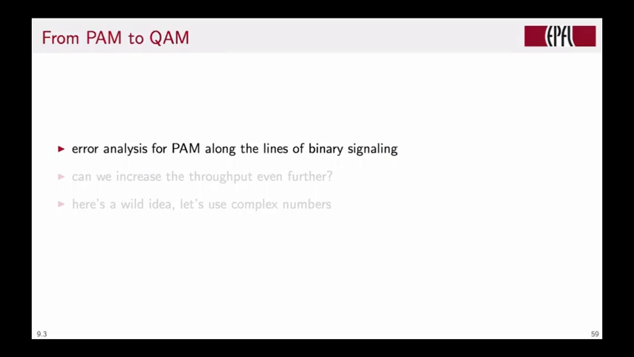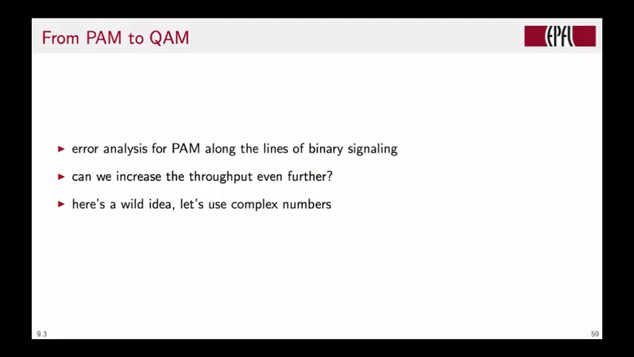The end result is very similar, and it's an exponentially decaying function of the ratio between the power of the signal and the power of the noise. The reason why we don't analyze this further is because we have an improvement in store. And the improvement is aimed at increasing the throughput, increasing the number of bits per symbol that we can send without necessarily increasing the probability of error. So here's a wild idea.